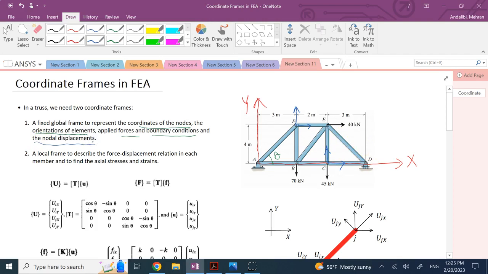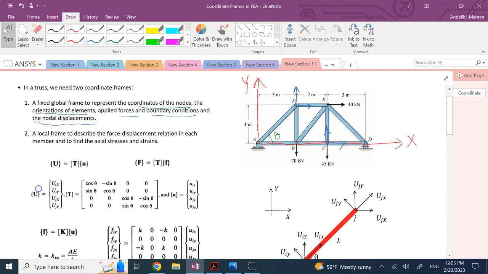Now, why do we need the local frame, and what is the local frame in the first place? First of all, there is not one local frame. We have a bunch of them. Each member has its own local frame, or you might call it elemental frame. So there is not a unique one. The global one is one. But here you see it says a local frame to describe the relations between force and displacement in each member. So each member needs a local frame, and you have a ton of these local frames. We have like 9 of them in this case.